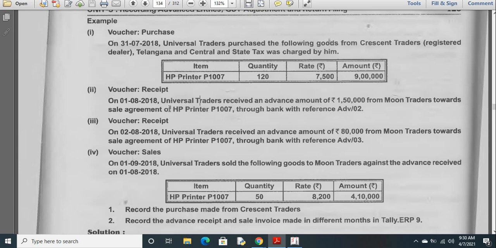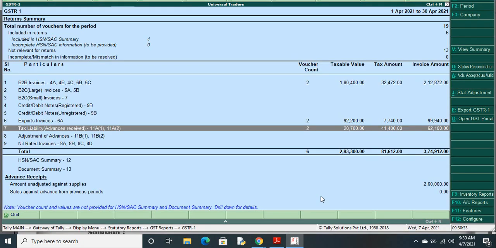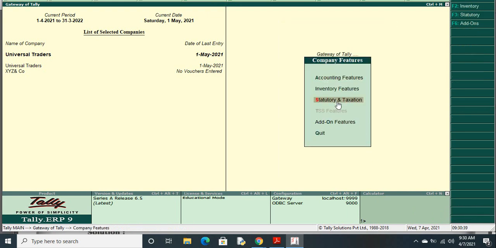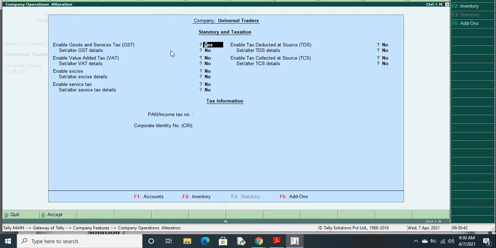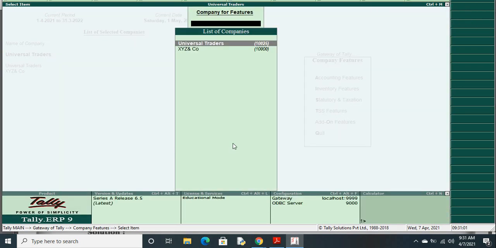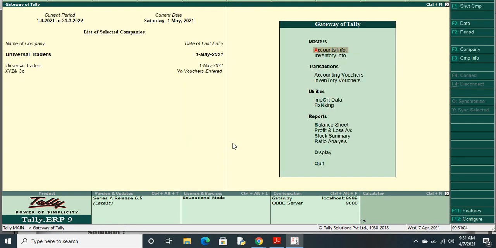First we have to go with receipt voucher, 2 receipt vouchers, along with advance receipts. That advance receipt option will be available when you activate F11 features, statutory tag under company details in GST. Here you have to activate this option. Please remember, enable tax liability on advance receipts, yes. If you make it yes, then only that advance receipt option will come, or else it won't come. Okay, remember this point. So that is about this topic.